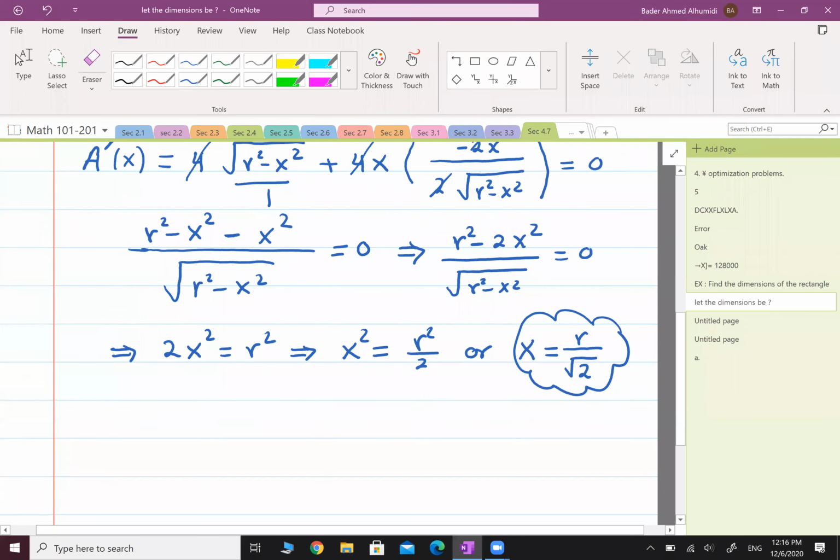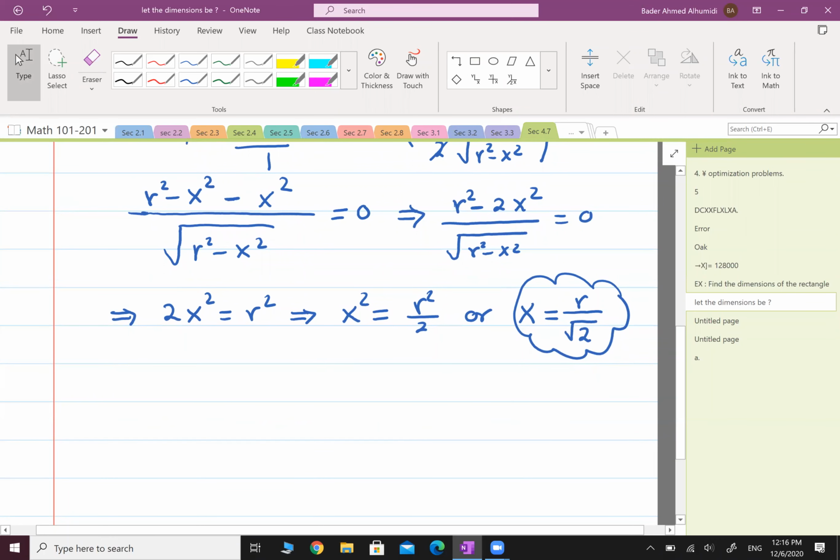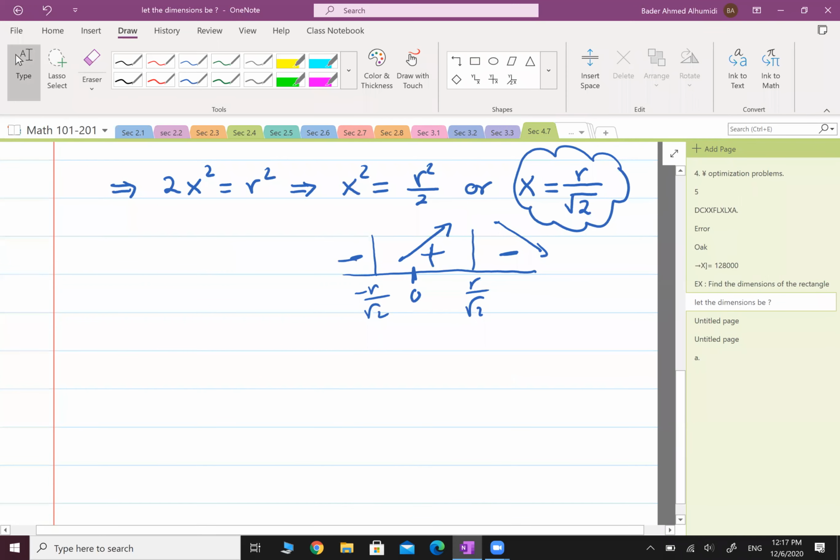How to make sure about this? Notice the first derivative. You can always either evaluate or use the first derivative test in the generalized version. I have here minus r over radical 2, and I have r over radical 2. Observing that the coefficient of x squared is negative, we have negative here, negative here, and positive here. So the graph is always increasing, then always decreasing after r over radical 2, because don't forget our interest is from zero, since we are talking about the length of something. So it is always positive before, always negative after. It means we have a global maximum at x equal to r over radical 2.